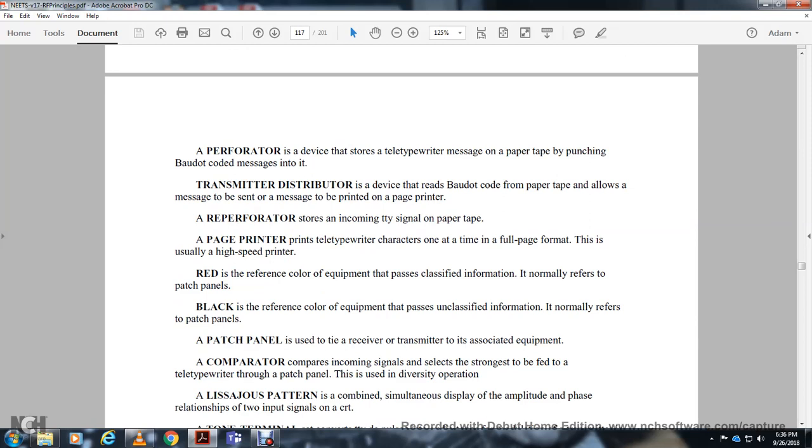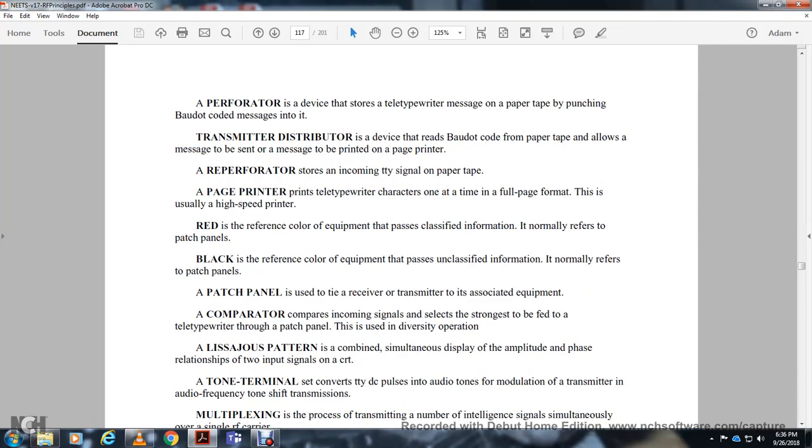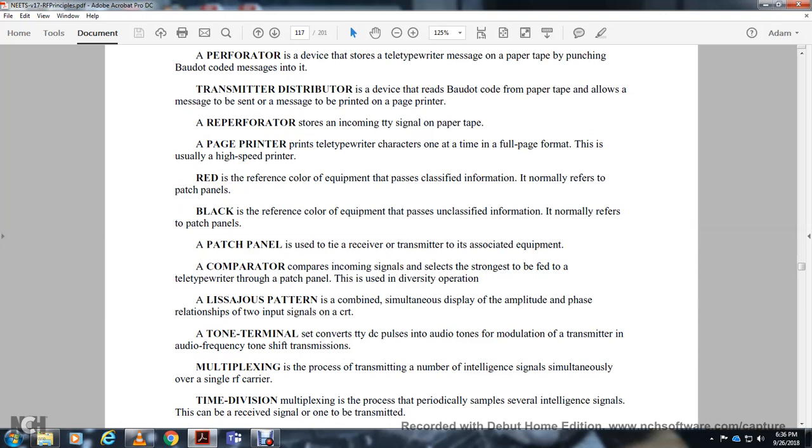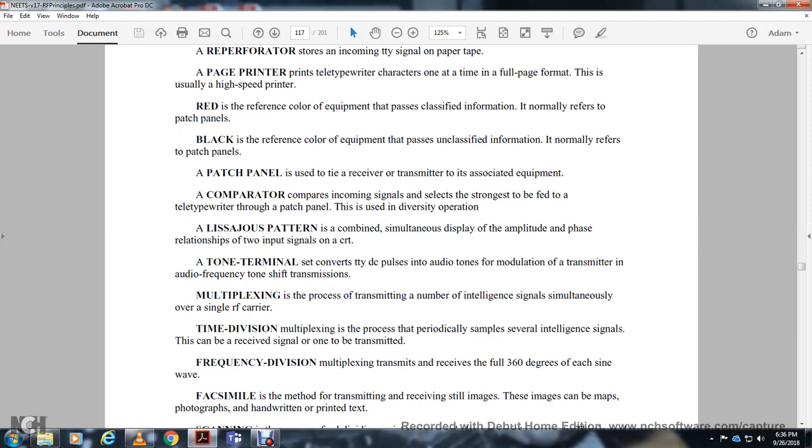Lissajous pattern: combined signals simultaneously displayed on a CRT, showing the amplitude and phase relation to the input signal. Tone terminals serve the teletypewriter DC pulses for the audio tones modulating the transmitter in audio frequency tone shift transmission. Multiplexing: the process of transmitting a number of intelligence signals simultaneously over the radio frequency carrier.